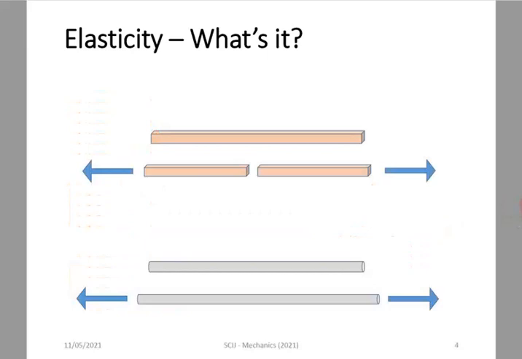Let's compare it in another way. Here we have another material that is not elastic. Let's suppose it is a piece of clay or a piece of glass. Now, if we try to apply forces at the ends, try to stretch this material, it will not extend and become longer. It will simply break. So such a material is inelastic. It is not an elastic material.